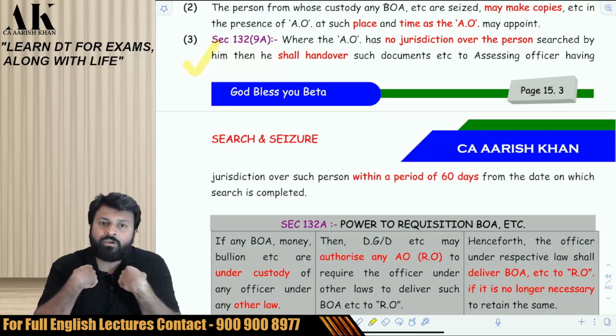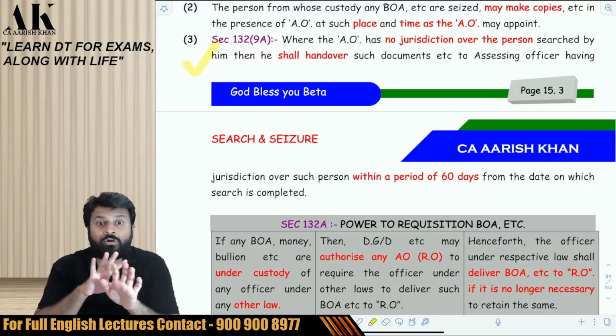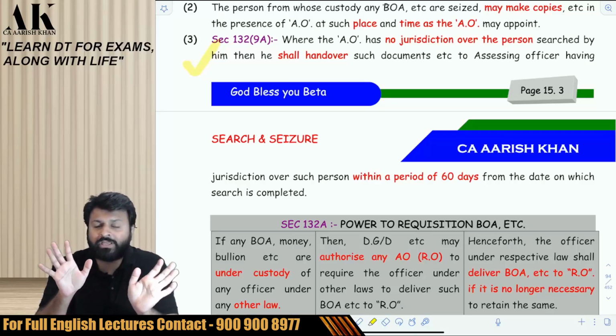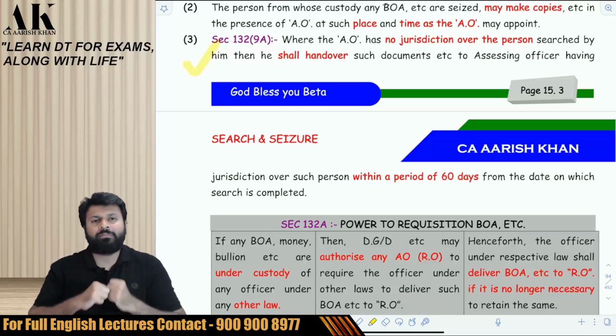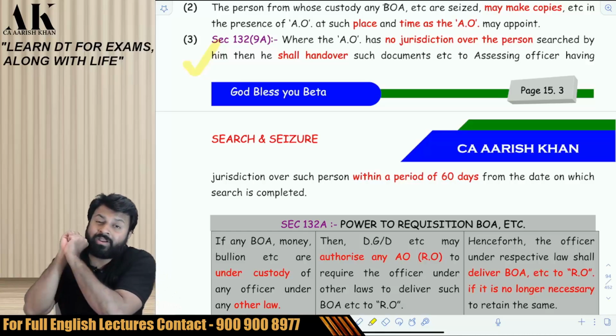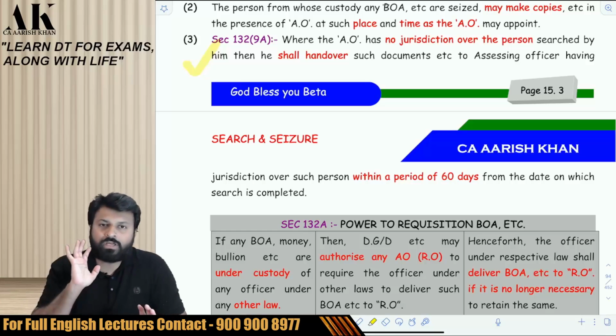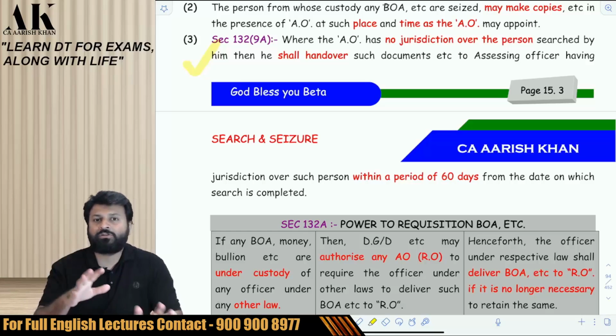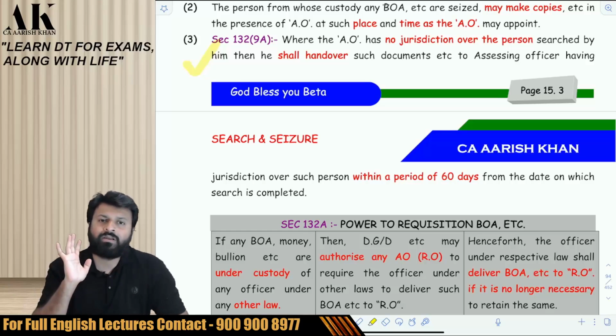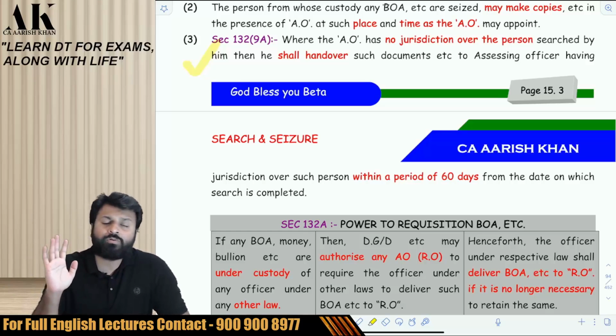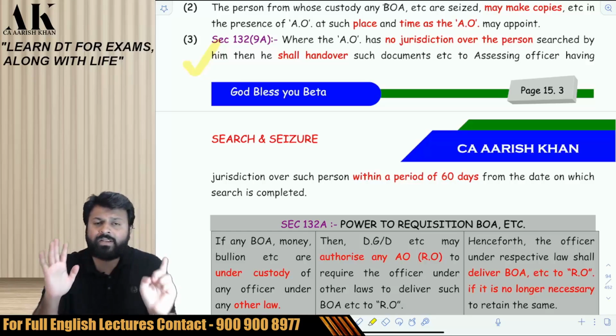The AO who is doing search and seizure of Mr. A will not do anything with that property. What is his duty? His duty is to collect that property, collect that money, bullion, and hand it over to the relevant AO of Mr. B. So the officer only has to do one thing, that he has to hand over those things to the relevant AO of the relevant assessee. And what is the time limit to do that? The time limit is 60 days from the date the search is completed.